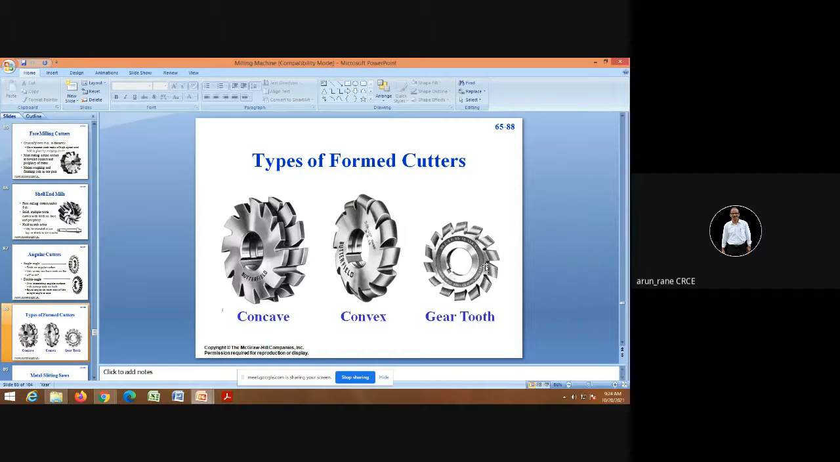These are the form cutters. Many times on the workpieces you have a radius to be milled. So as per the shape of the radius, the shapes are given to the cutters. Like say this is concave. Why is it so? This looks like a concave, but look carefully.